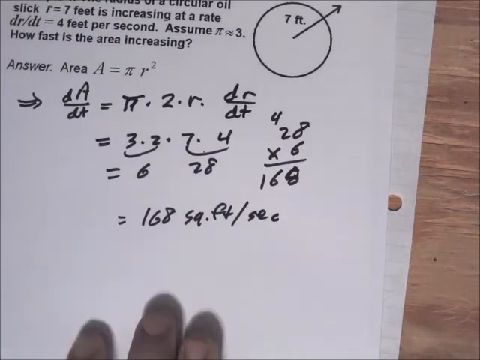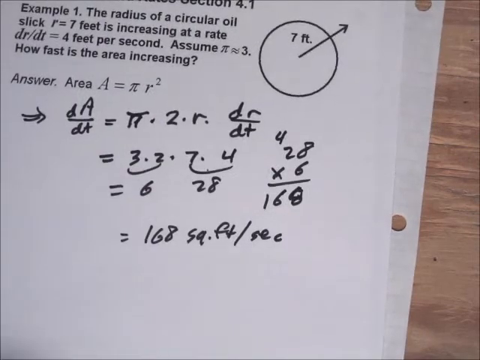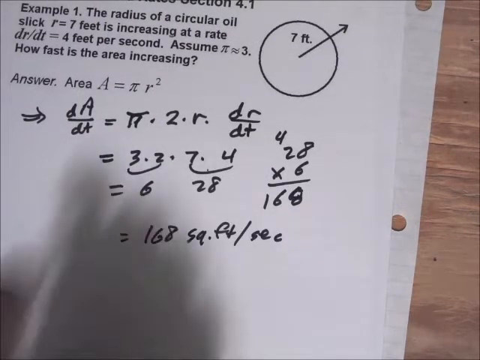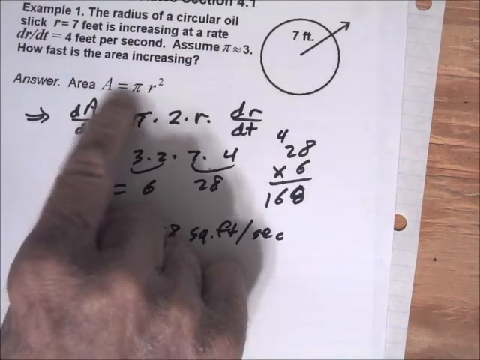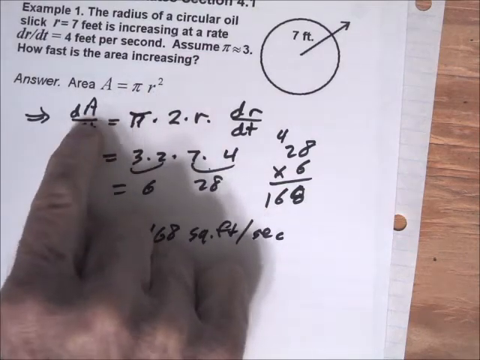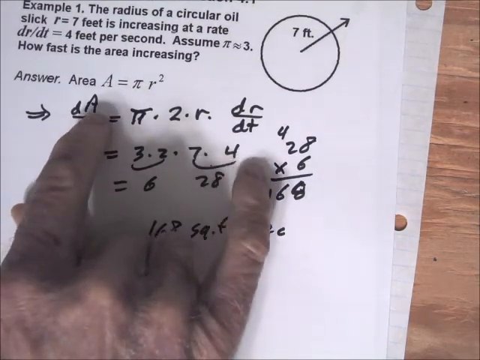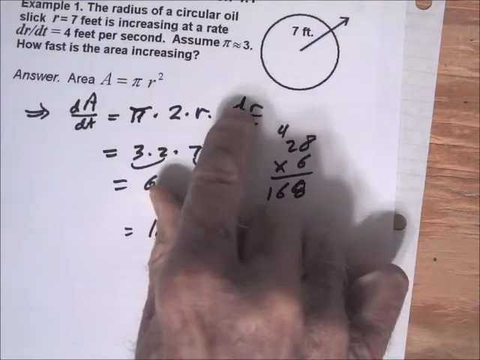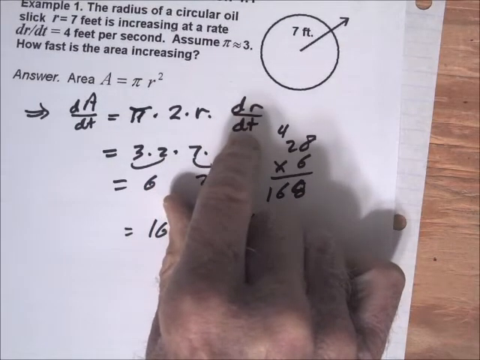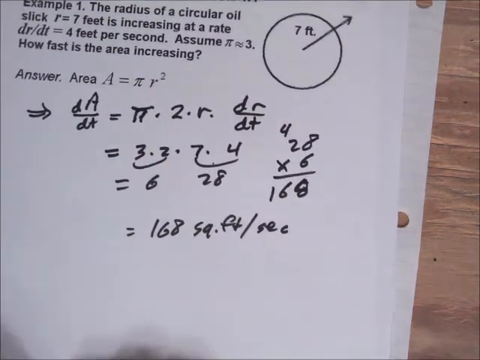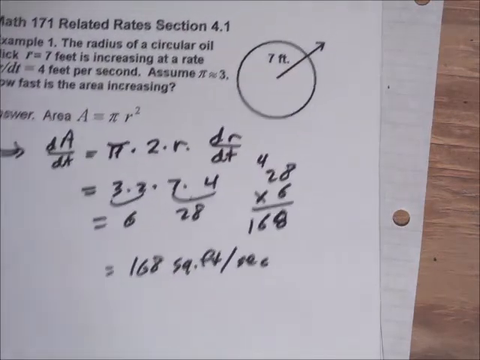Okay, so this is an example of related rates. You have a formula, take the derivative with respect to time, and you have two rates here. We have the derivative of area with respect to time, and the derivative of the radius with respect to time. Okay, so let's do another example.